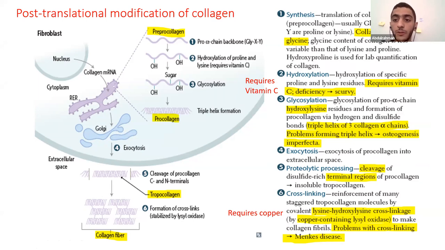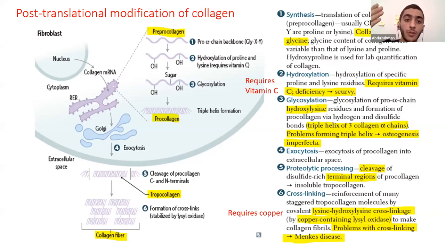Okay, I'm going to go over it all again, but faster this time. So it all starts with a pre-pro collagen. We need to convert this pre-pro collagen into a pro collagen. We're releasing the pro collagen outside the cell to make a tropo collagen. We'll put multiple tropo collagens over each other to create a collagen fiber.